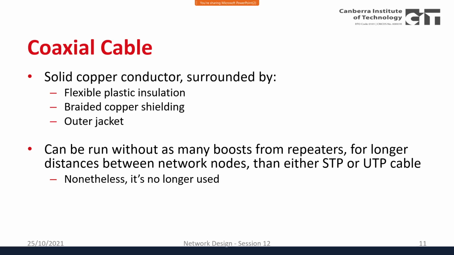They can be run without as many boosts from repeaters for longer distances between network nodes than either STP or UTP. So the standard coaxial cables have a better range than the Ethernet cables themselves.